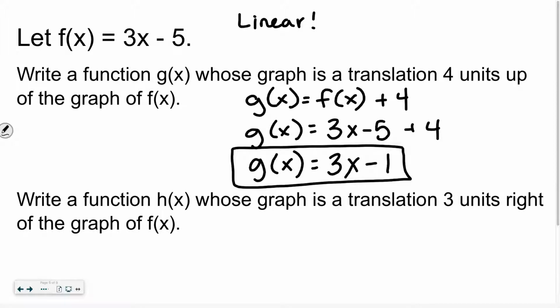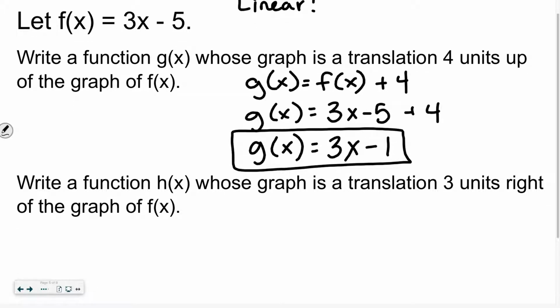A second question, let's do this one. Let's translate this graph so that it's going 3 units to the right. So we're going to write a function h of x. How do you move functions to the right? Minus h from the x or y? From the x, which needs to be protected by a set of parentheses. If it's x, it's always got to be in a grouping symbol.